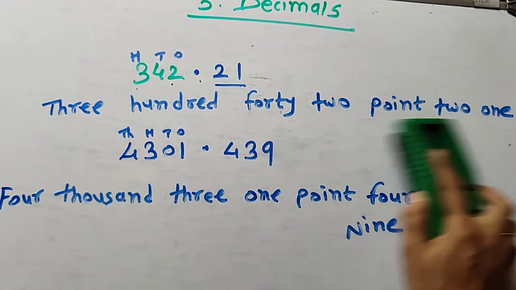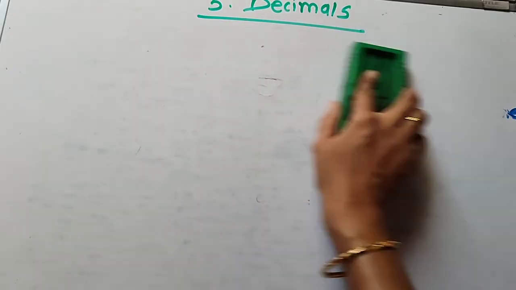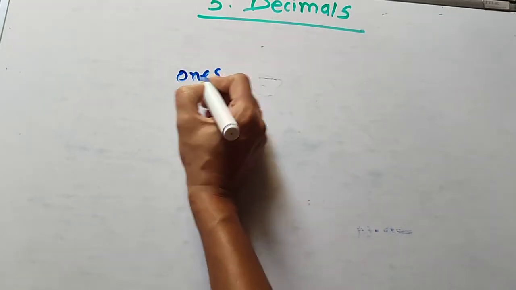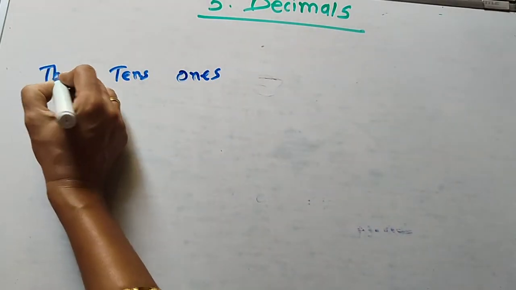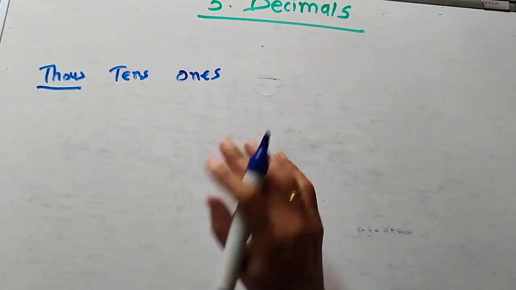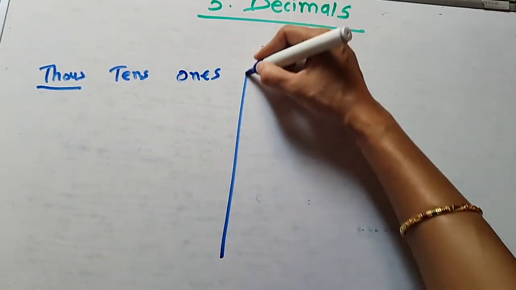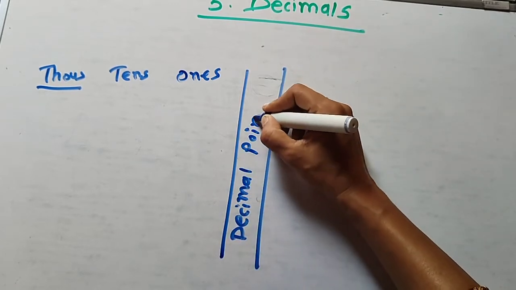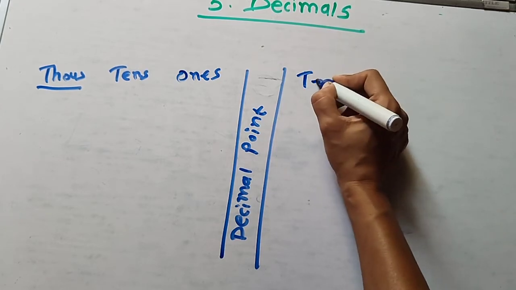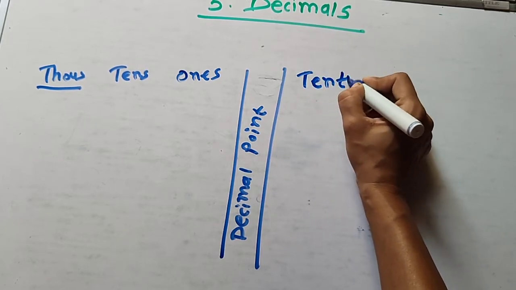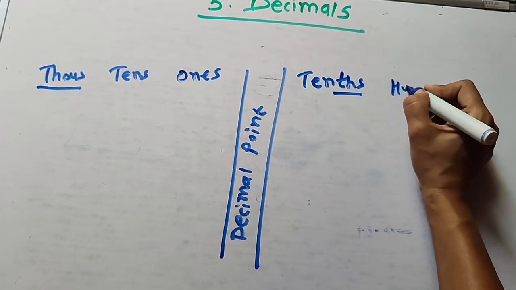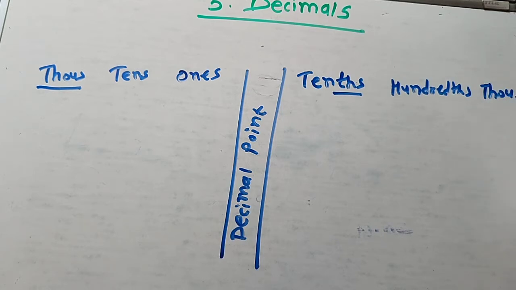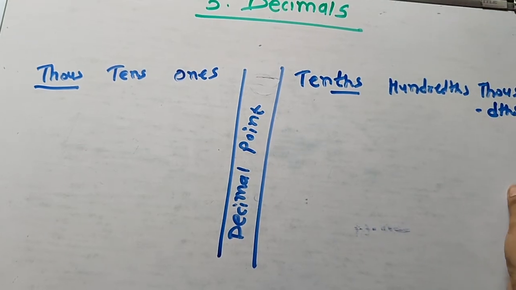Okay, now see, suppose we draw a place value chart for decimal numbers. So first you have to write ones place, then tens place, hundreds place. These are as usual, you already know. After that you have to write a decimal point. And after the ones place, we get the tenths place. Here tenth in fraction, okay? Hundredths, then thousandths. These are all in fraction.